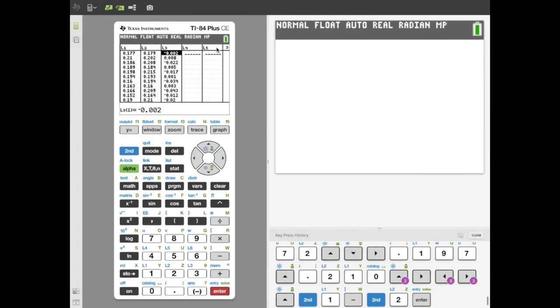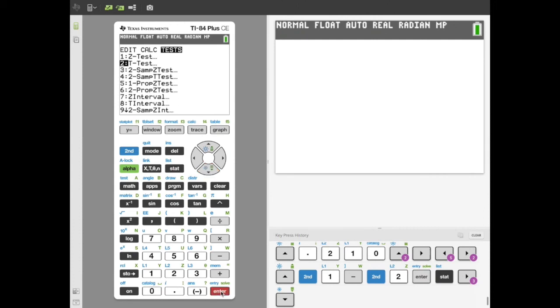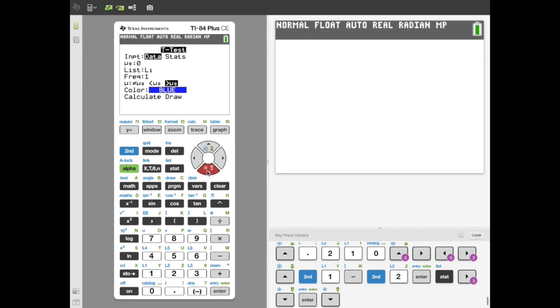Okay, so I'm going to go into stat. I'm going to go over to tests. I'm going to go down to number 2, which is t-test. I have the raw data. I'm going to select the raw data. My null is 0. However, my list is no longer L1. I want to be hypothesis testing the difference between the two. So I'm going to go second 3, and that's going to give me my L3 with a frequency of 1. And then again, if I look at my alternative hypothesis, it was that it was less, okay? And I'm going to calculate.